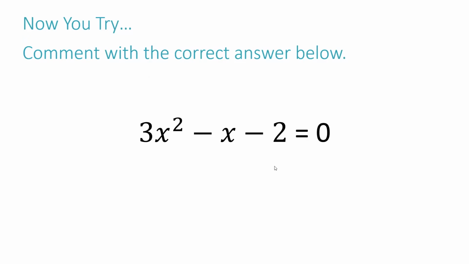Now you try. Comment with the correct answer below, then head over to my website and click on video answers to see if your answer is correct. 3x squared minus x minus 2 equals 0. Solve for x using the quadratic formula.